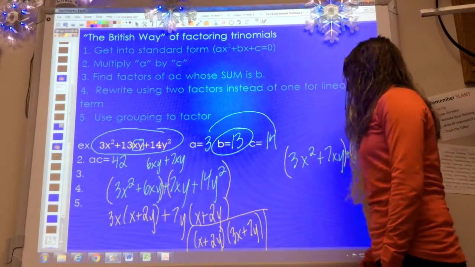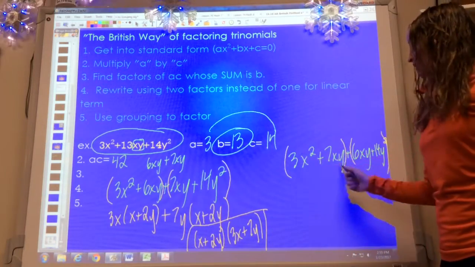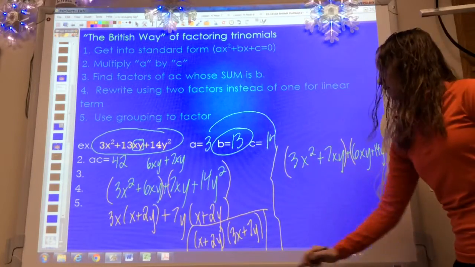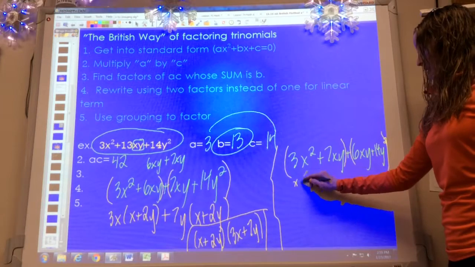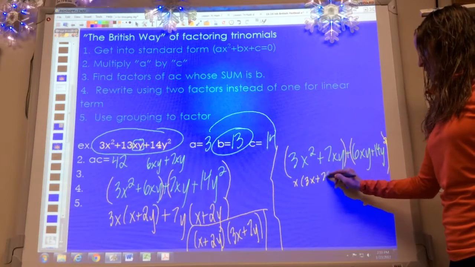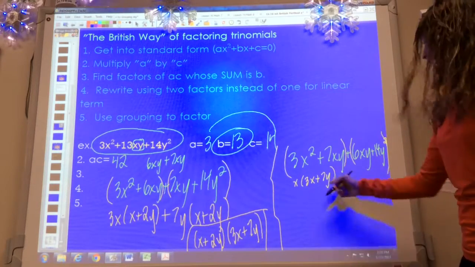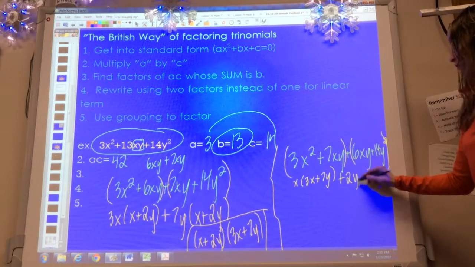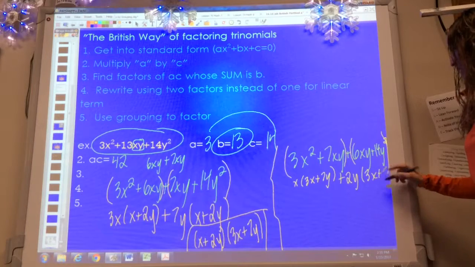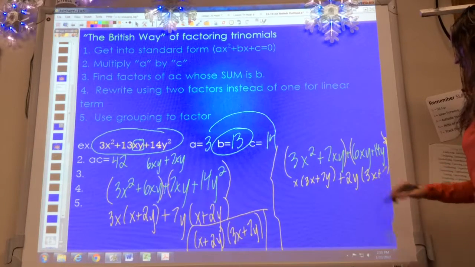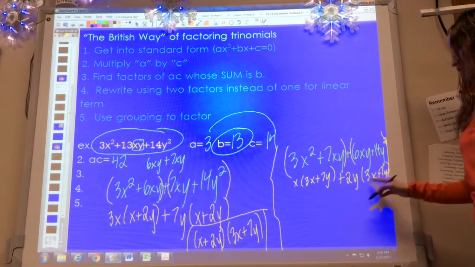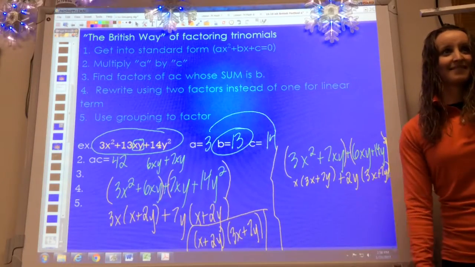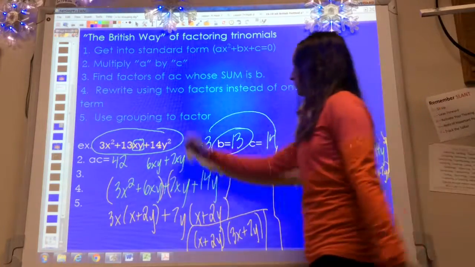There's our final answer. Now, if we take a look at here, what is the only thing we can factor out? X, leaving us with 3x plus 7y, correct? What can we factor out of this one? 2y, leaving us with 3x plus 7y. Do you notice that we're going to get the same answer? It's the best thing about the British way.